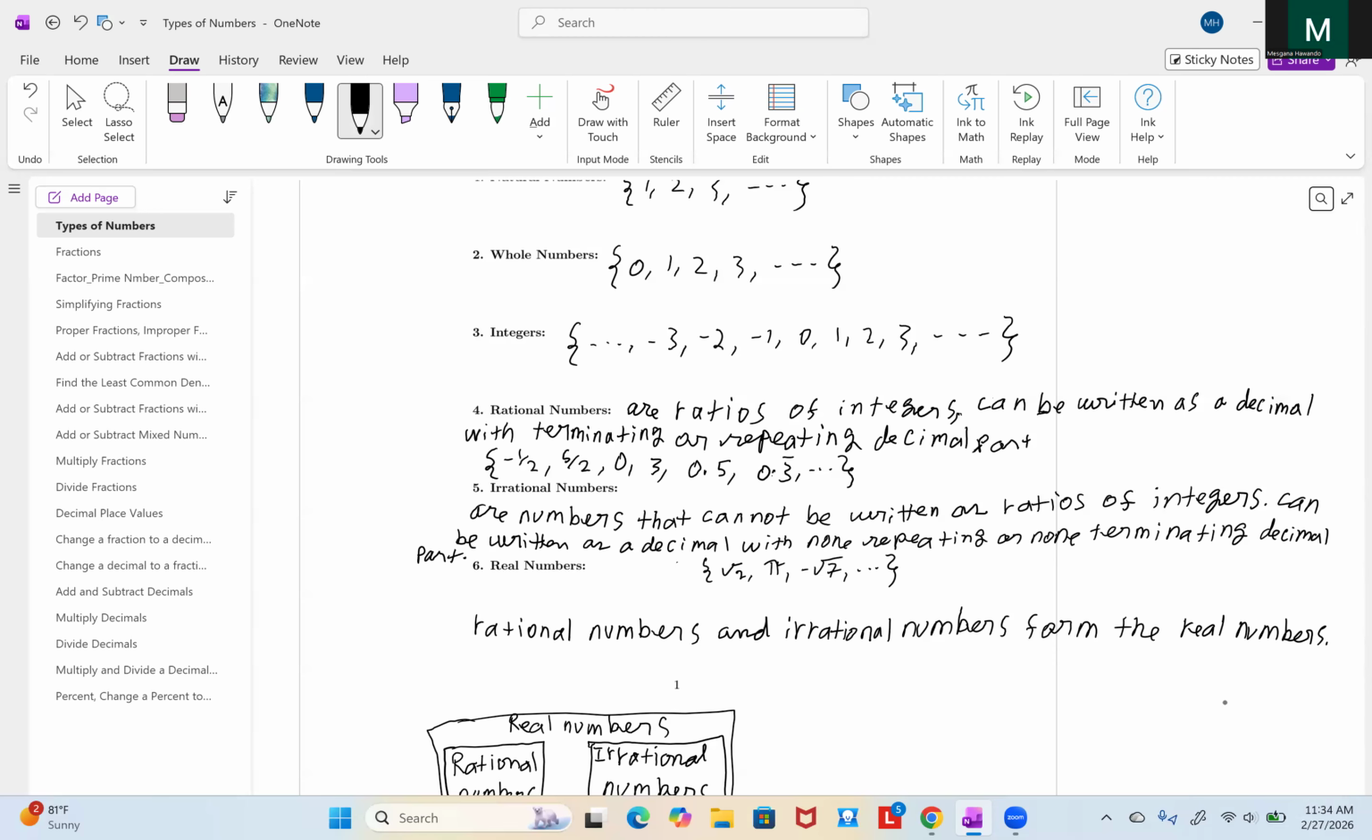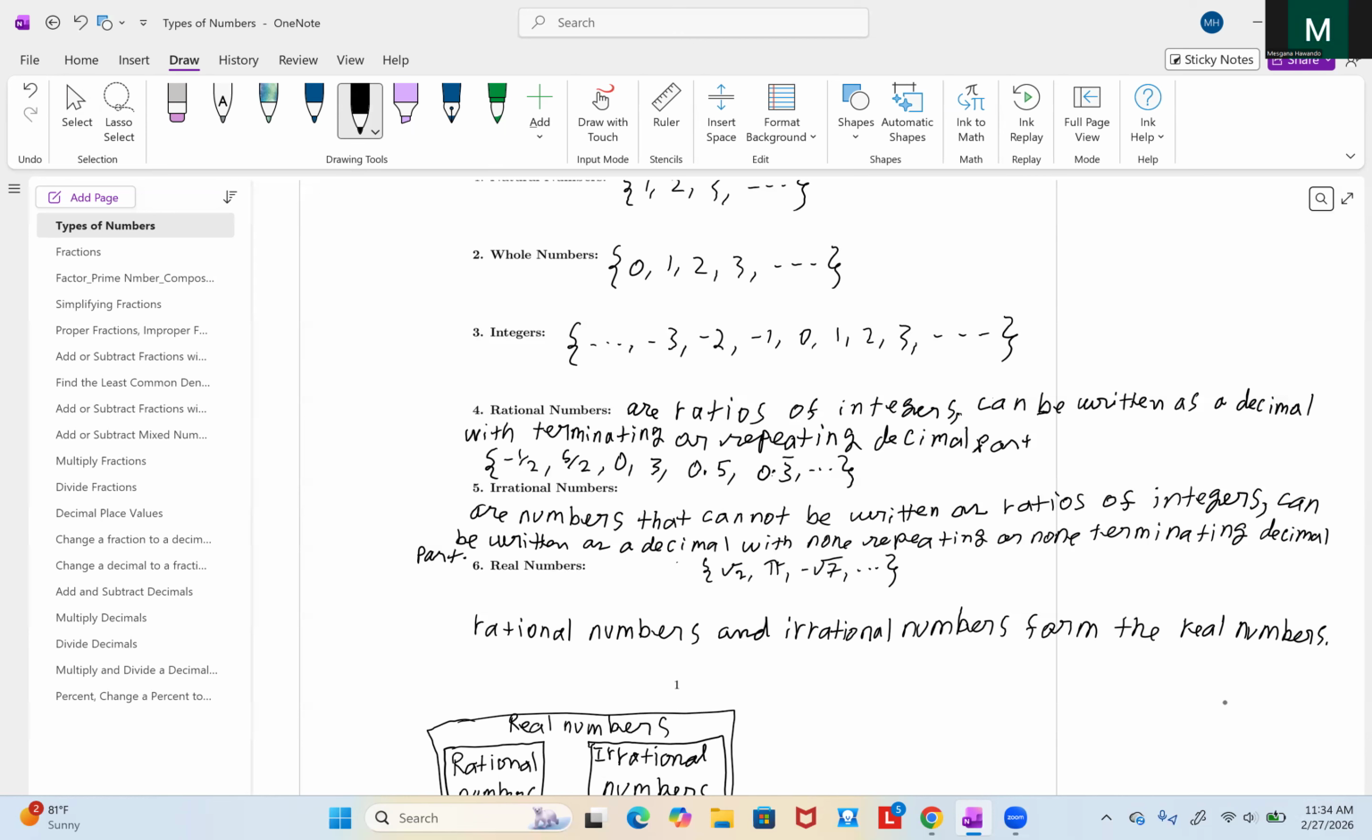Irrational numbers are numbers that cannot be written as ratios of integers, and can be written as a decimal with a non-repeating, non-terminating decimal part. For irrational numbers, examples are square root of 2. If we try to write square root of 2 as a decimal, its decimal part does not terminate and it does not repeat. So that's how you identify it's an irrational number. Another example is pi, which is also an irrational number, negative square root of 7, etc.